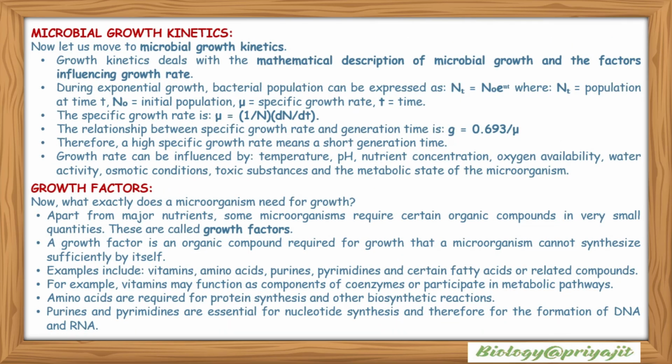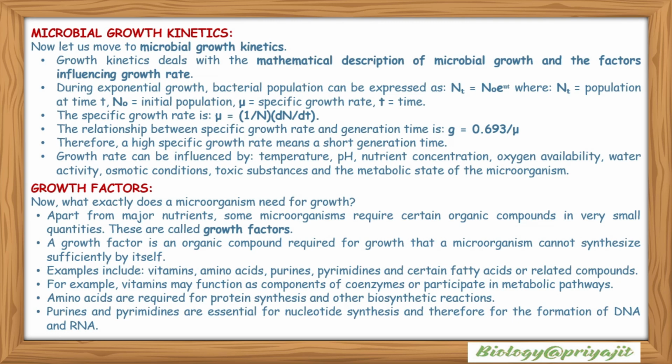Microbial growth kinetics. Now let us move to microbial growth kinetics, which deals with the mathematical description of microbial growth and the factors influencing the growth rate. During exponential growth, the bacterial population can be expressed as Nt is equal to N0 into e to the power mu t, where Nt is the population at time t, N0 is the initial population, mu is the specific growth rate, and t is time. So the specific growth rate mu is equal to 1 by N into dN by dt.